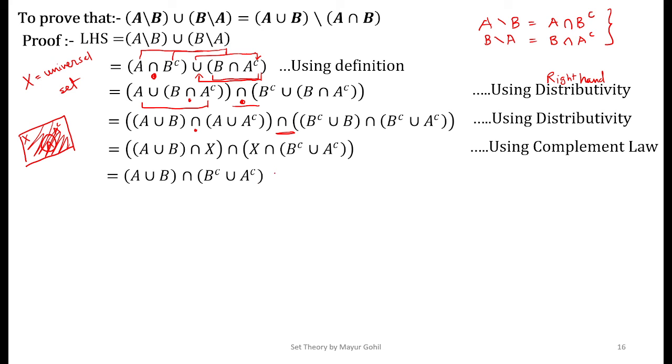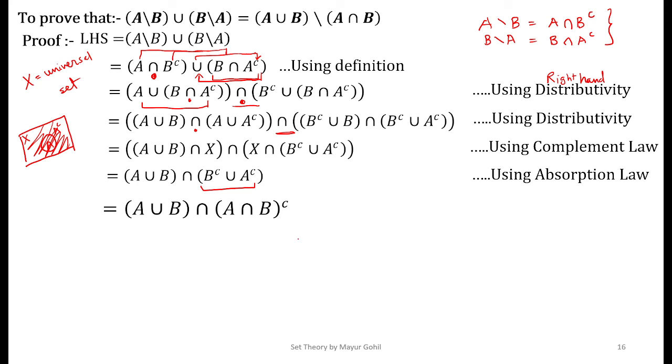Over here this has come because of the absorption law, and recall here that we need De Morgan's law. So we are going to get (A union B) intersection (A intersection B) complement, right? Because B complement union A complement is nothing but (A intersection B) complement. That's the De Morgan law.